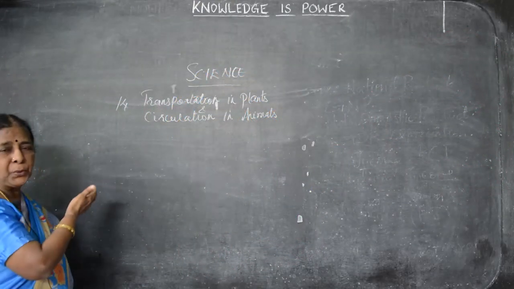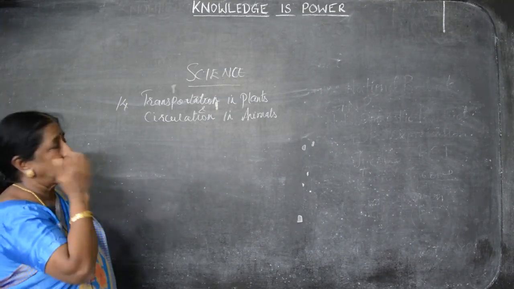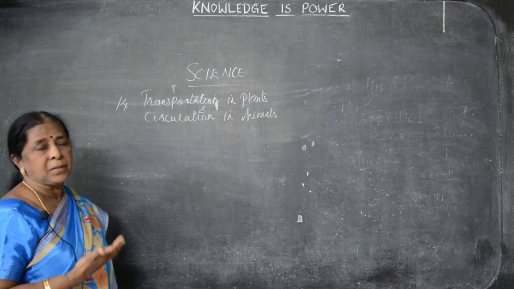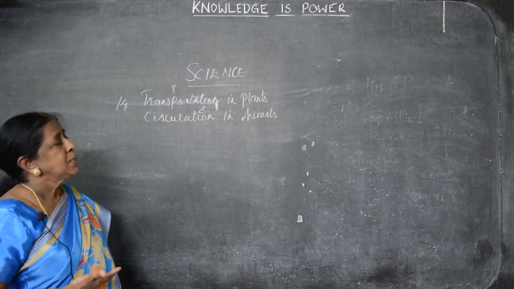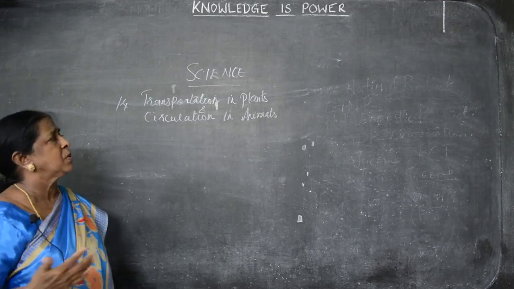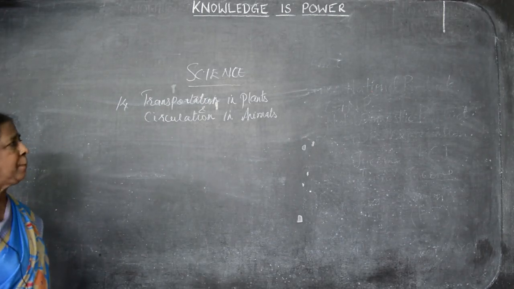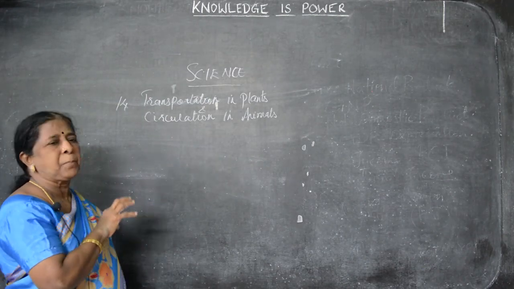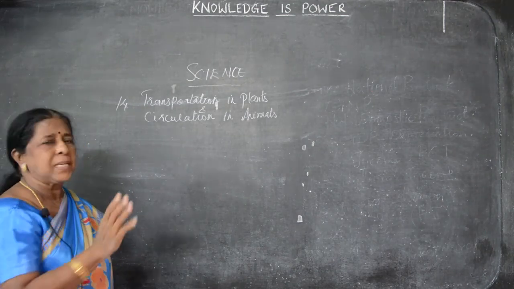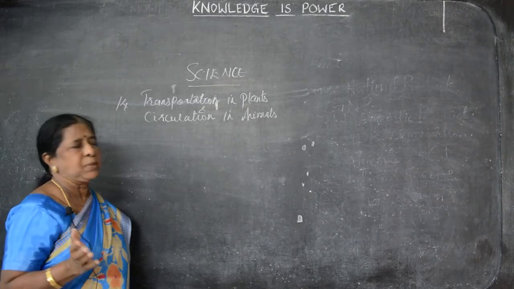Children, let me continue a new lesson. In the previous classes, you have seen the structural organization of animals. Then we have to say what are the organ systems you have seen in that lesson. Now we have to say what is transportation in plants and transportation in animals. So plants and animals, they have different things, we know.